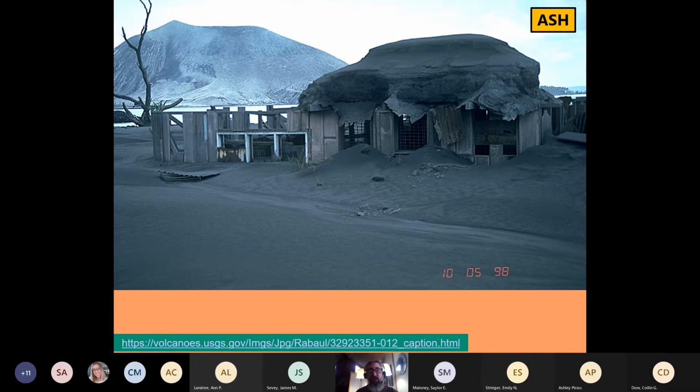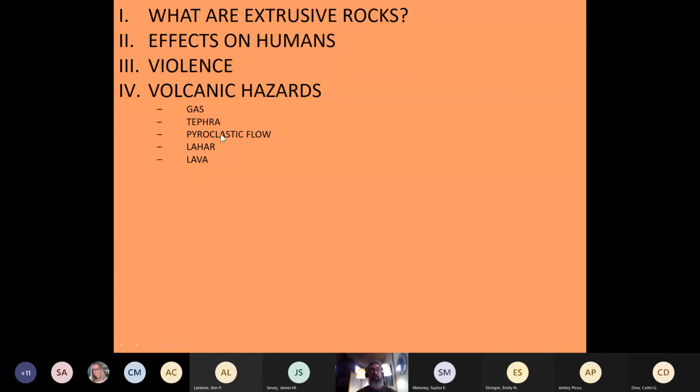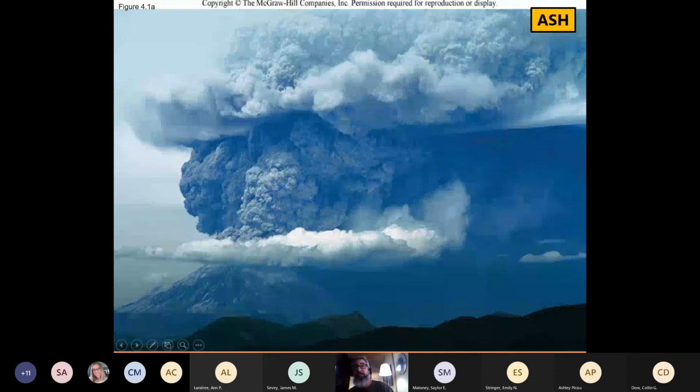So ash is hazardous, but it is not as hazardous as the next two things on the list, the pyroclastic flow and lahar. Together, these two are both pretty much tied with each other for the most deaths. So these are by far the most hazardous. So let's look at what a pyroclastic flow is.